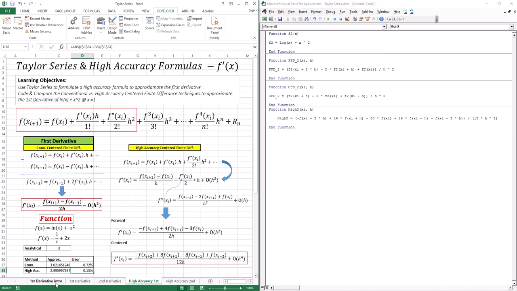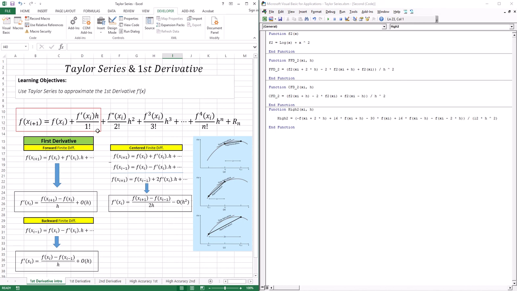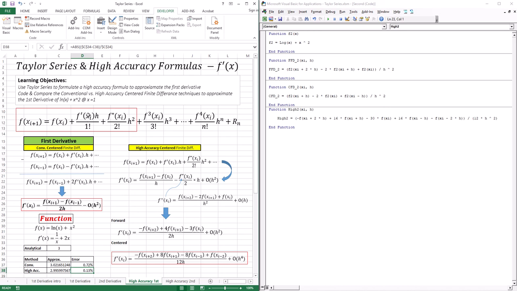So if you remember with the first derivative, what did we do? We truncated the Taylor series at the first derivative here, and with minor manipulations, we came up with these three equations, right? So with the high accuracy, I'm going to actually add another term from the Taylor series. So I'm going to include the term of the second derivative. And we're going to formulate the forward finite difference because it's easy to understand. Then I'm going to present what the centered would look like.